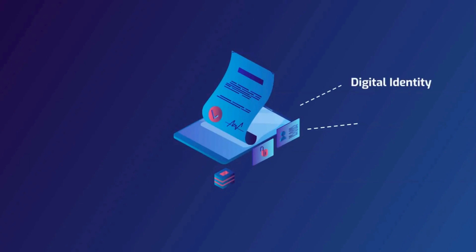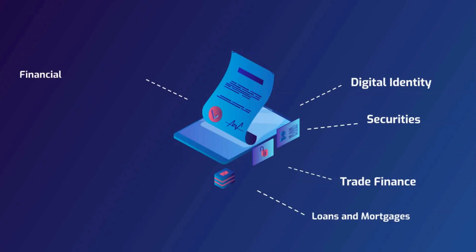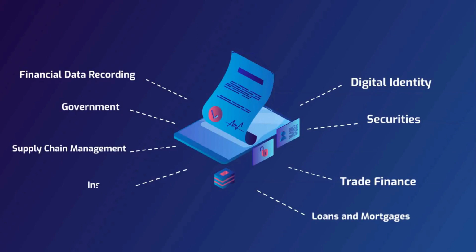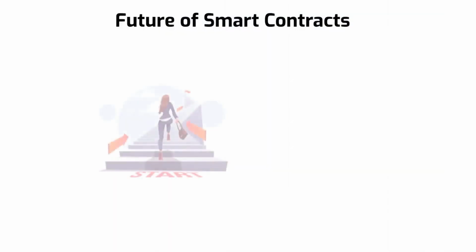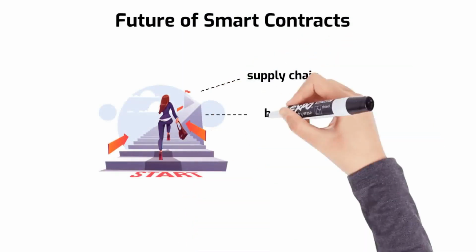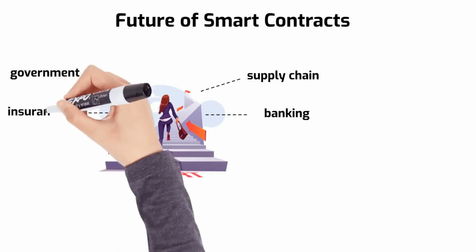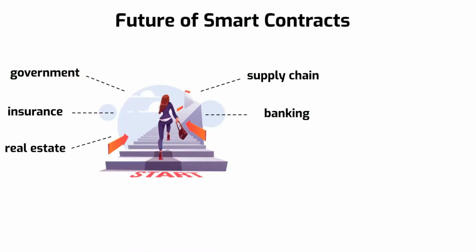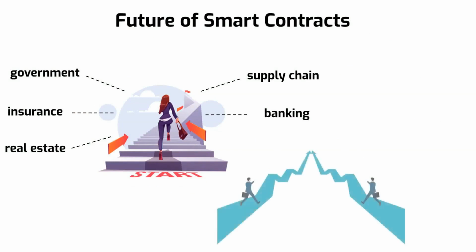Digital identity, securities, trade finance, loans and mortgages, financial data recording, government, supply chain management, insurance, and clinical trials. The increasing adoption of various applications in industries such as supply chain, banking, government, insurance, and real estate are major factors driving the growth of the smart contract market size. Furthermore, the growing popularity of blockchain technology is increasing demand for the smart contracts market.